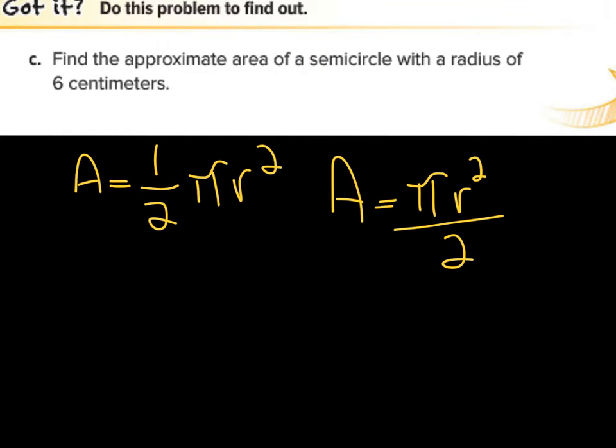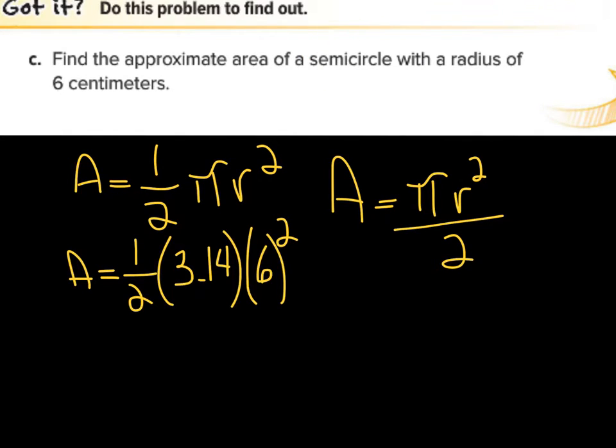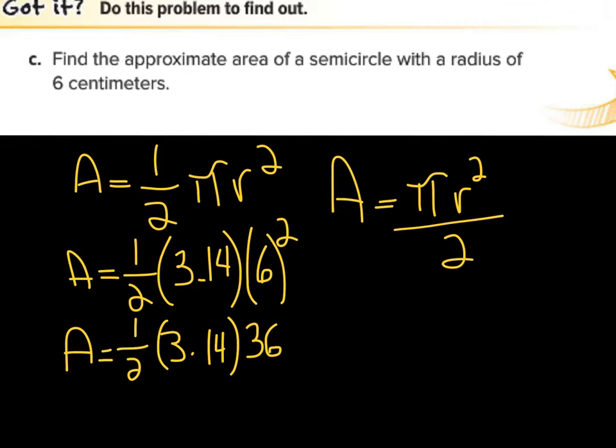So we replace the variables, and we get half times pi, 3.14, times 6, because 6 is our radius. You see it right there. Squared. 6 times 6 is 36. And then we carry down our pi and our half. Okay. I could go ahead and use the commutative property of multiplication and multiply a half times 36 now. So I get half of 36, which is 18. I could do it like that.